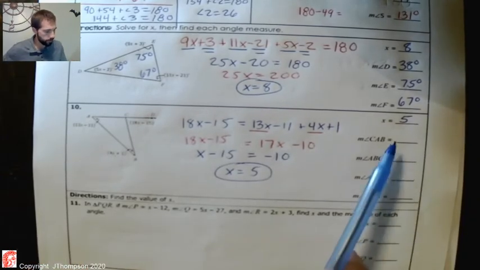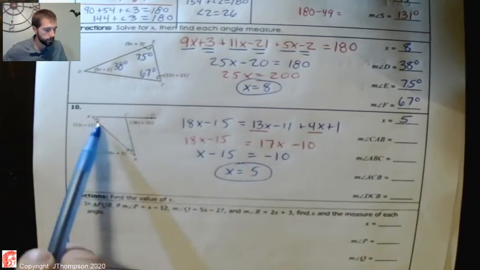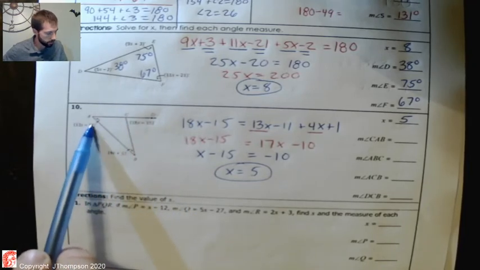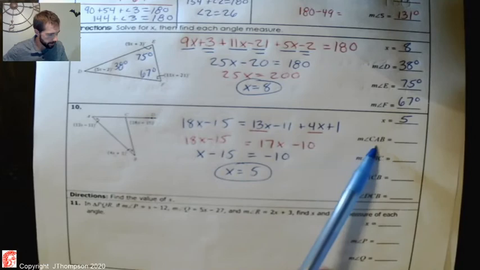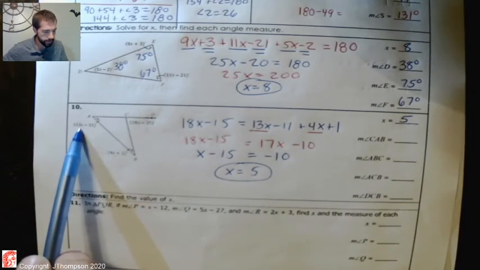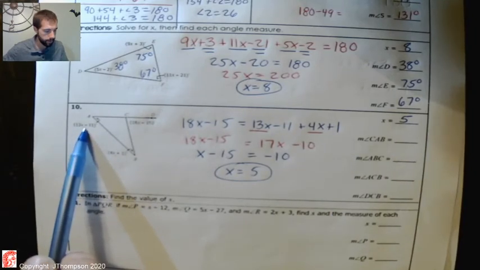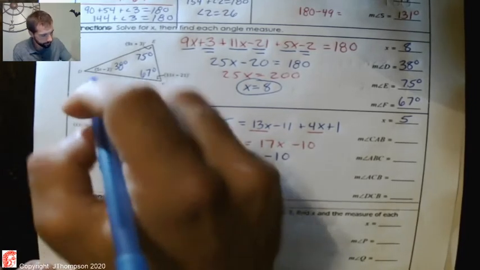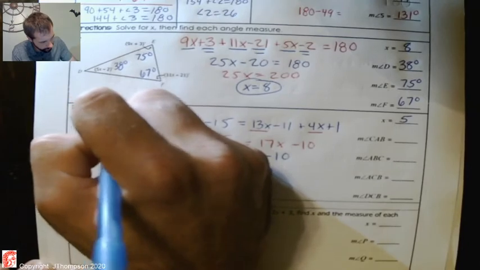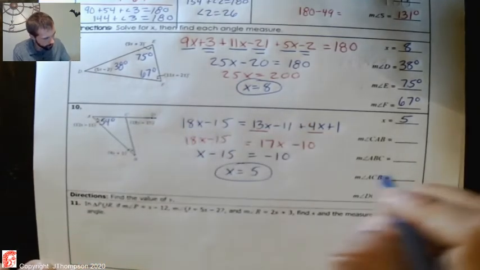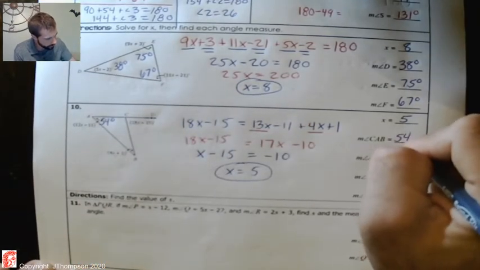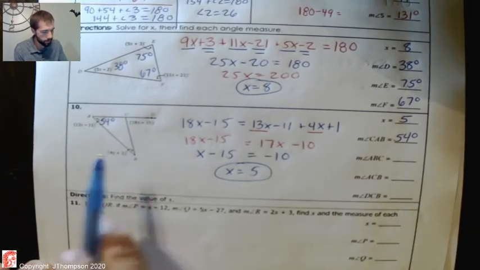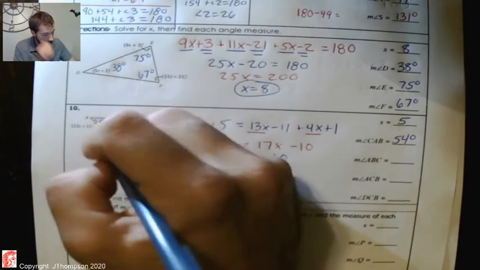Now we have 4 different angles to find. That includes angle ACB up here, which doesn't have anything in it. So to find angle A, which is CAB, we do 13 times 5 minus 11. So that's 54 degrees. Next one, angle ABC, that's going to be 4 times 5 plus 1. That's going to be 21.